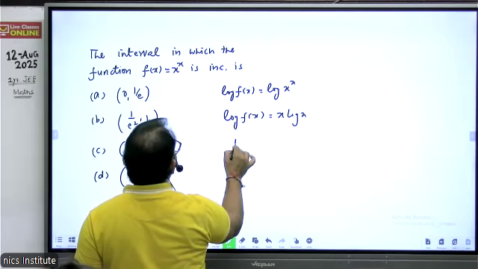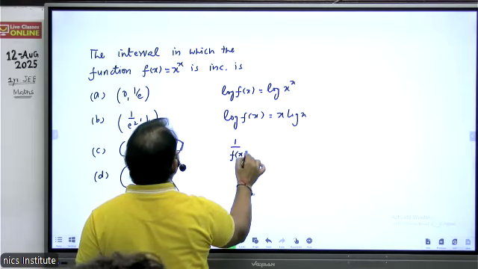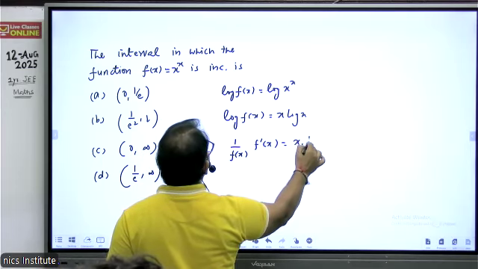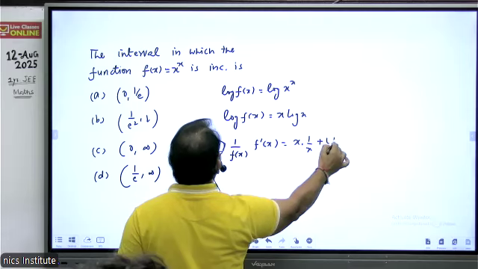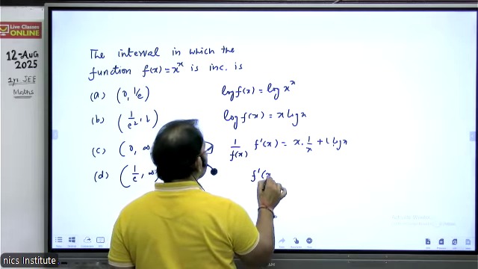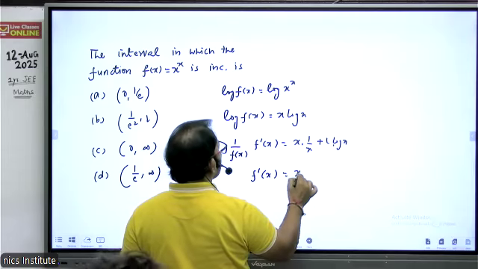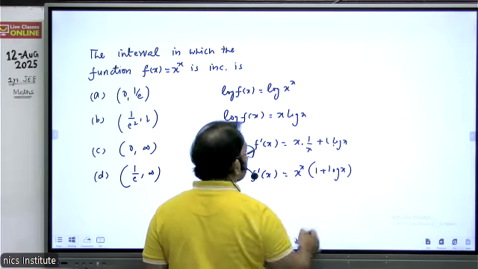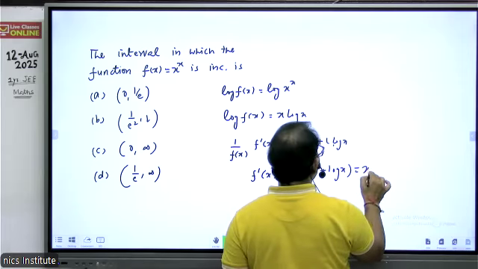When you differentiate, it will be 1 by f x into f dash x, equal to x into 1 by x plus 1 into log x. So the derivative of this function is x to the power x into 1 plus log x. Remember this. Sometimes it's also written this way.